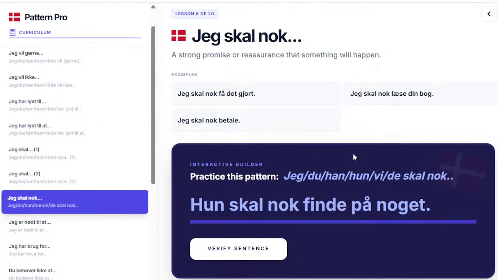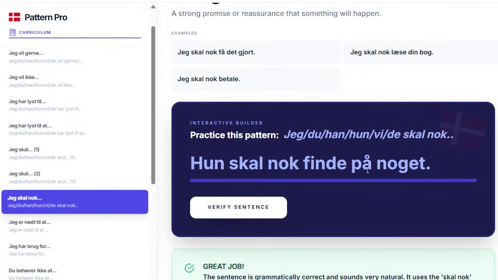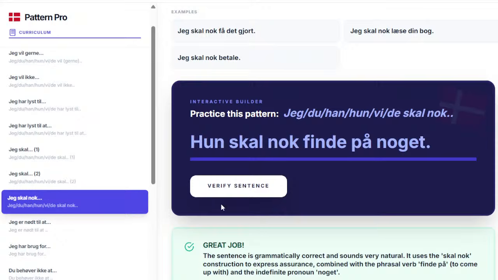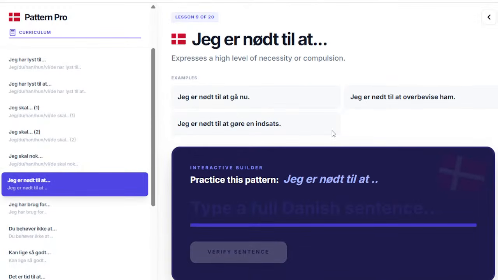So yeah, skal nok. Like, very good. And sometimes people just say, jeg skal nok. I'll do it. You don't have to say the whole thing. You don't always have to say, jeg skal nok gøre det. It's fine, but you can also make it shorter. Okay, cool. Så det næste er, jeg er nødt til at.